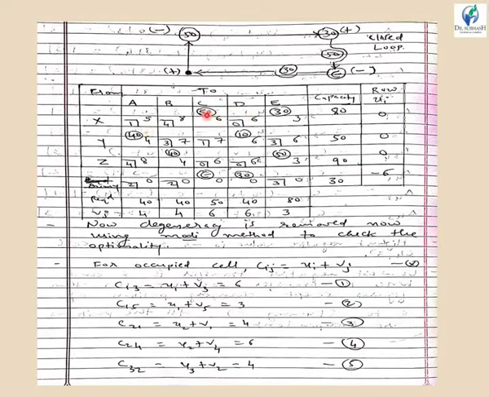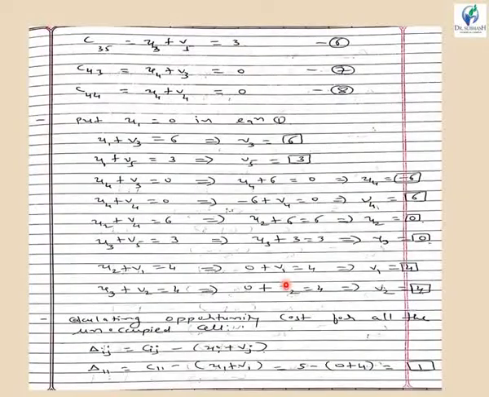Now you can see the number of allocations: 1, 2, 3, 4, 5, 6, 7 and 8. So again checking with the help of the formula m plus n minus 1, there are 4 rows and 5 columns, so 4 plus 5, 9, minus 1, 8. So we have now total allocation of 1, 2, 3, 4, 5, 6, 7, 8. So now degeneracy is removed. Using the MODI method to check the optimality, we had obtained these values of u1, u2, u3 and u4 with the help of this relationship of occupied cells.